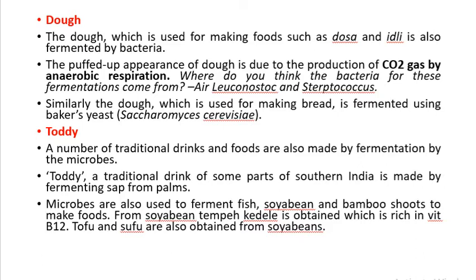Now, whenever we see dough, there is a puffed up appearance of the dough, and this is because of the production of carbon dioxide gas, due to the anaerobic respiration done by the bacteria. So the puffed up appearance of the dough is because of the release of carbon dioxide gas during anaerobic respiration by bacteria. And as all of you know, in the anaerobic process of respiration, the final product that is released is carbon dioxide. So the puffed up appearance is because of the release of carbon dioxide gas.